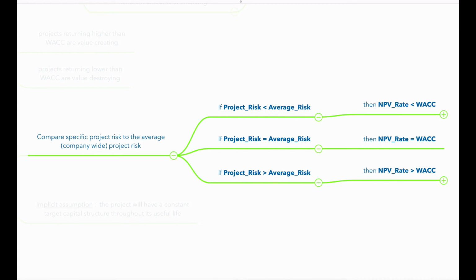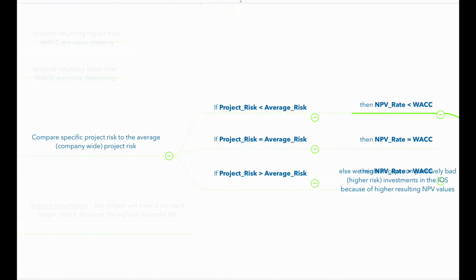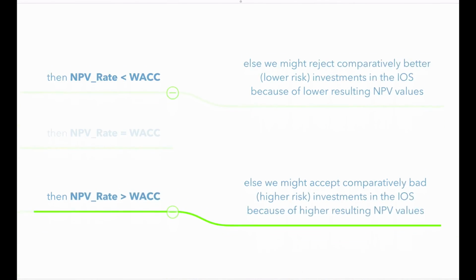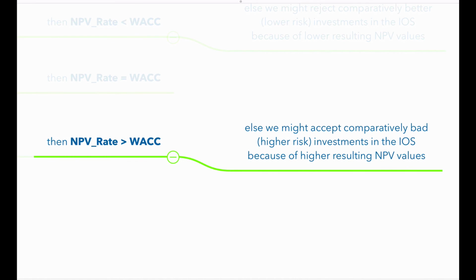And finally, if the project is riskier than the average company project, then we need to use a rate for NPV calculations which is higher than the weighted average cost of capital. This is because the components that make up the weighted average cost of capital are based on the existing level of risk across the firm.